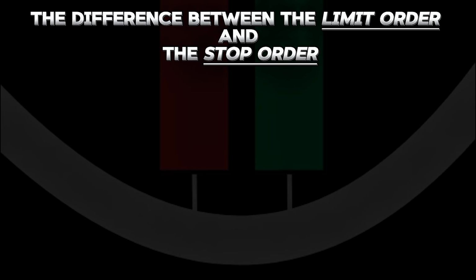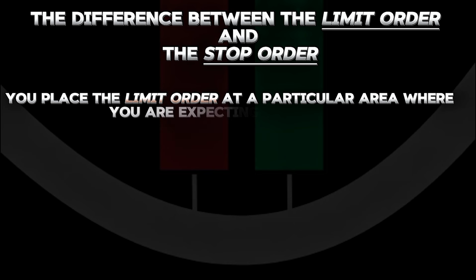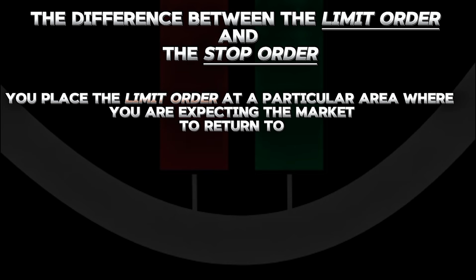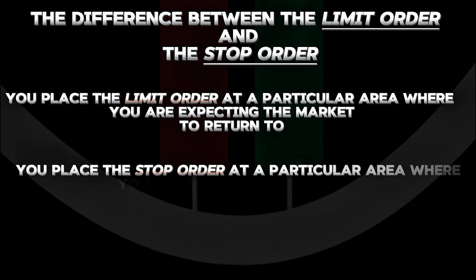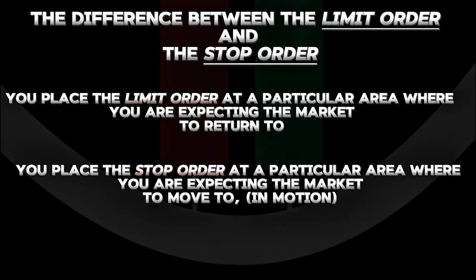Now, the difference between the limit order and the stop order is that we place a limit order where you are expecting the market to return to at a particular area on the chart and trigger the trade before it moves up or down. But when you are using a stop order, you are moving with the flow of the market. So if the market is rising, you can join the buyers by placing a buy stop above the current market price, and when price hits that point, you are locked in.